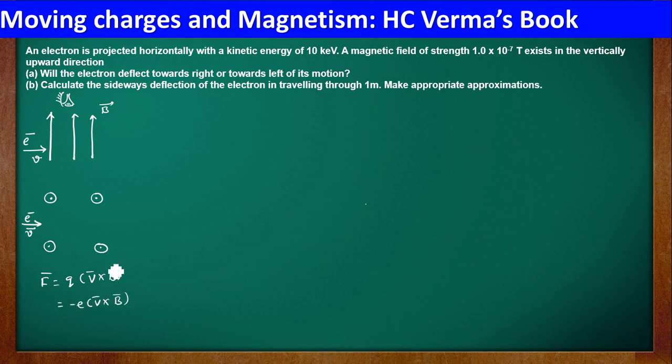Let us first find out what v cross b is. For finding v cross b, you can use your right hand thumb rule. This is the velocity direction. Take your right hand and show your palm in the direction of velocity, and curl your four fingers in the direction of the magnetic field. The magnetic field is coming out of the plane. So v cross b will be showing in this direction, but you have minus e times v cross b. That means the magnetic force will be acting towards the left of its motion.